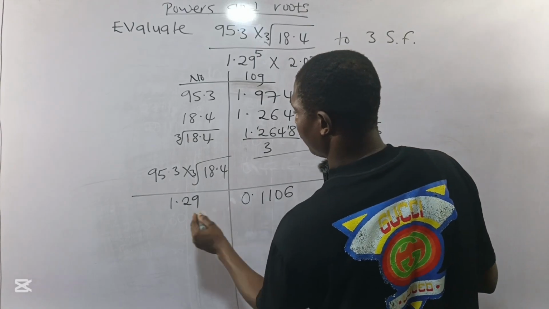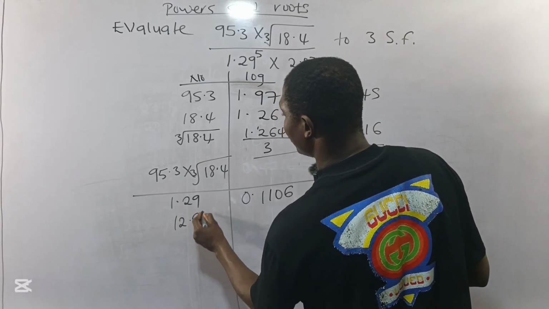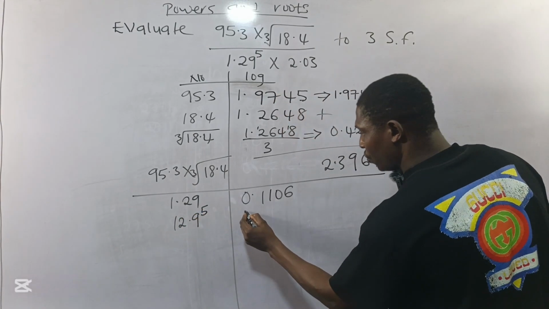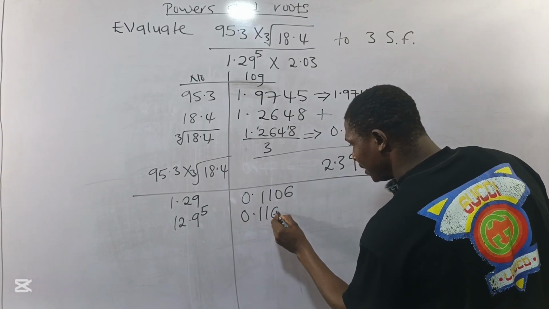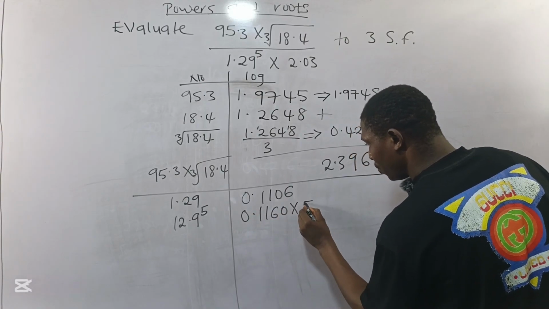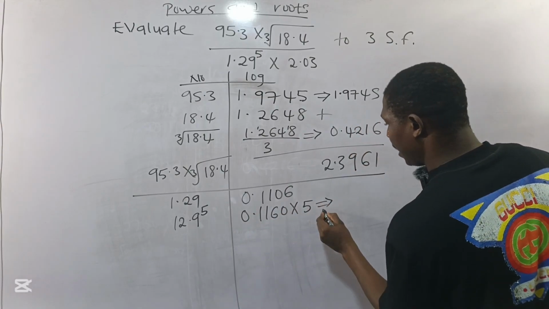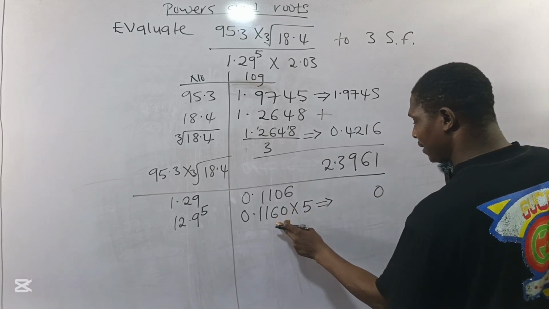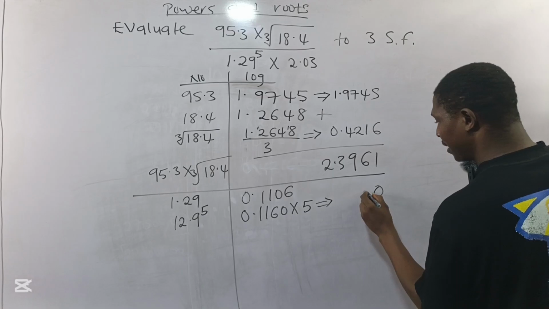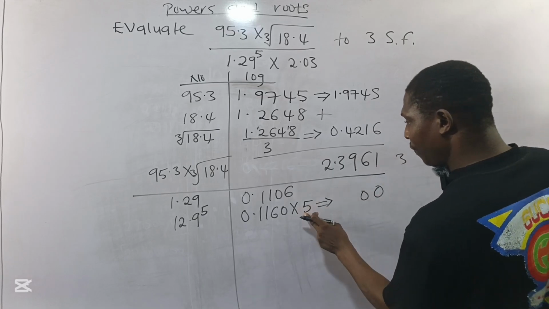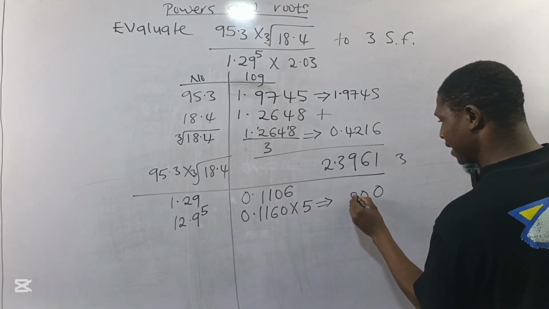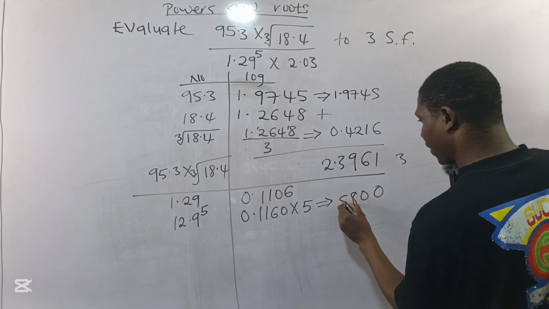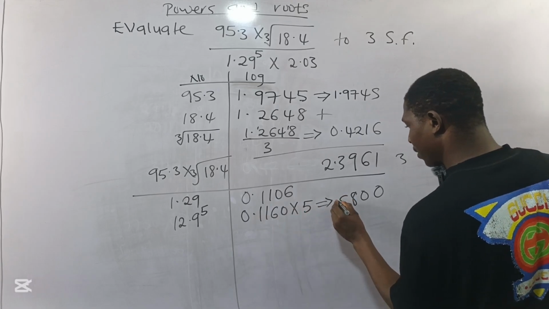And we now have 1.25 raised to power what? 5 to give me 0.1160 times what? 5. And that will give me 0 times 0, 0. 0 times 6, 5 times 6, 30. 0 carry what? 3. 5 times 1, 5 plus 3, 8. 5 times 1, 5. And 5 times 0, 0.